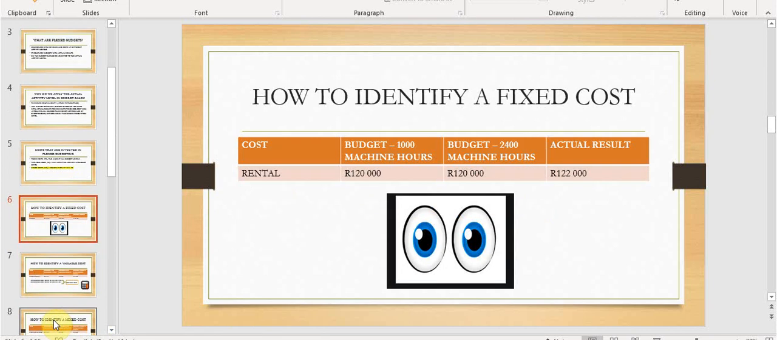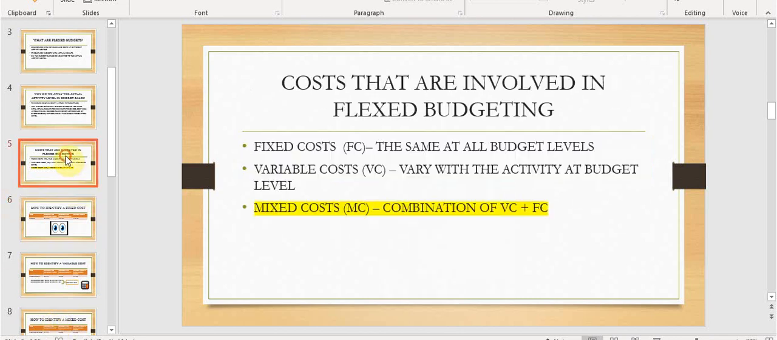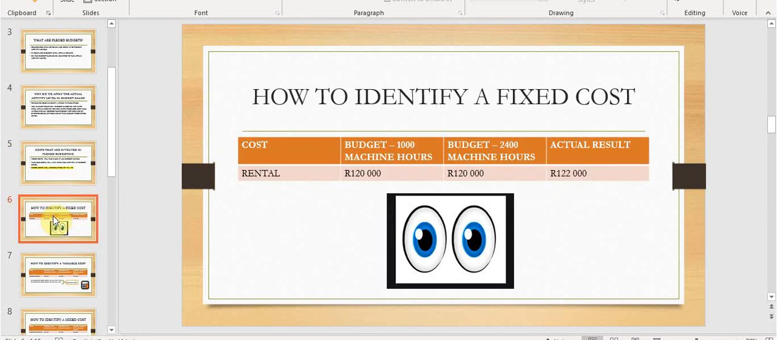A question that students often ask me is, but ma'am, how do I identify the different costs? If you give me a scenario, how can I know for sure that this is a fixed cost, or this is a variable cost, or this is a mixed cost? So I have set up a few slides just to explain how you can identify this.